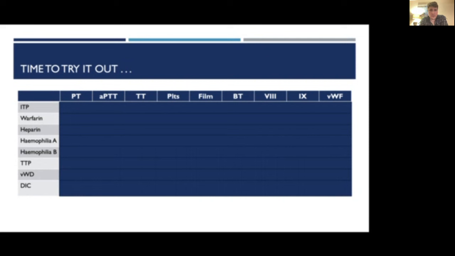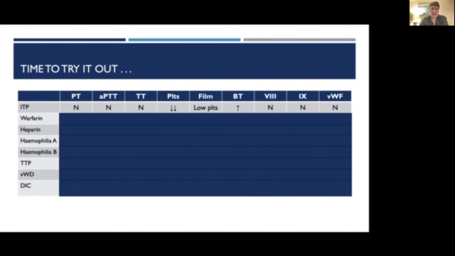So when it comes to ITP, it's called immune thrombocytopenia. The old name was immune thrombocytopenic purpura, but we've removed the purpura bit because not everyone gets purpura. And this is a problem purely of platelets. So the platelet count goes very low from immune destruction, and therefore the secondary hemostasis is untouched. So your PT, APTT, thrombin time, 8, 9, and von Willebrand will be completely normal, but the platelet count will be low or even very, very low, in single digits.